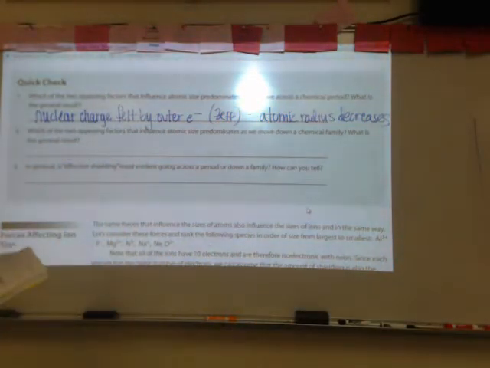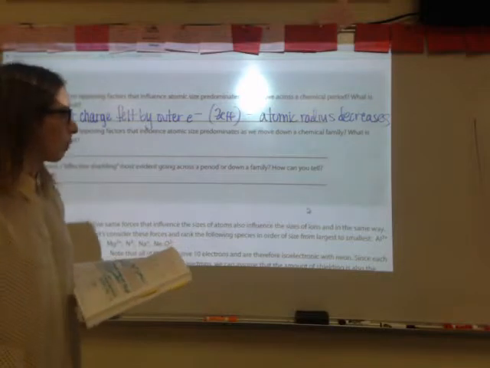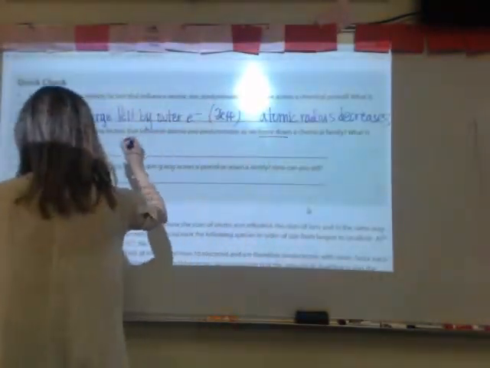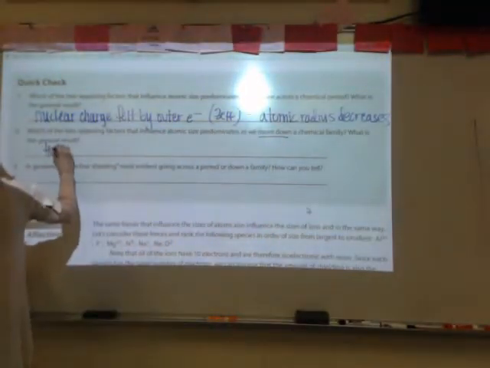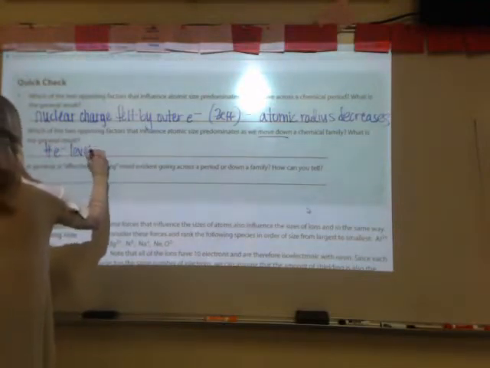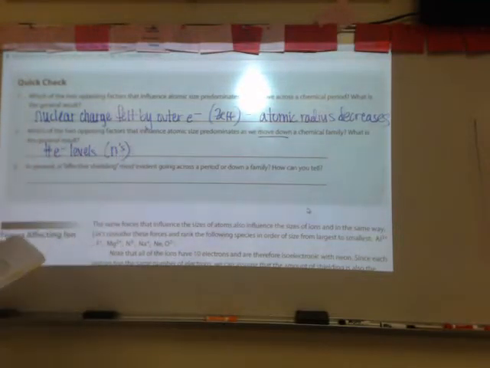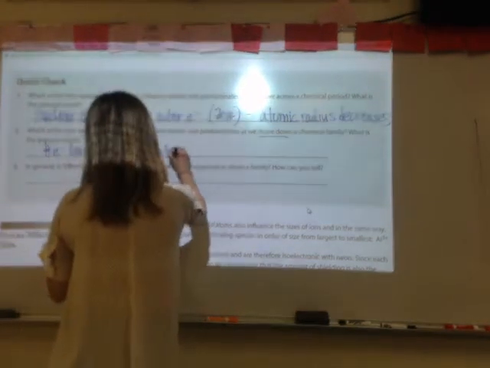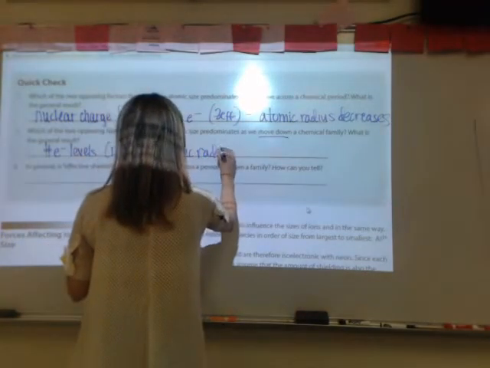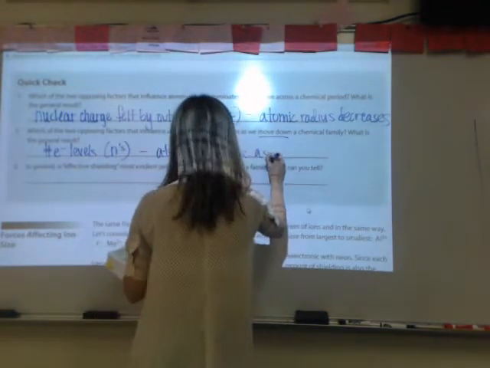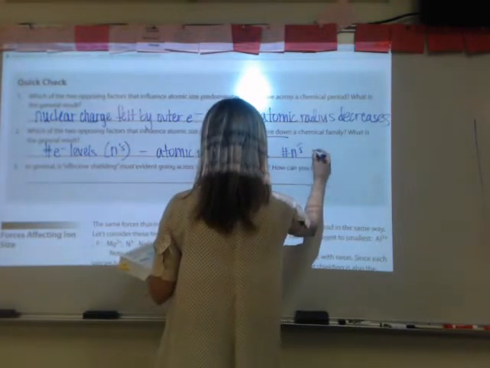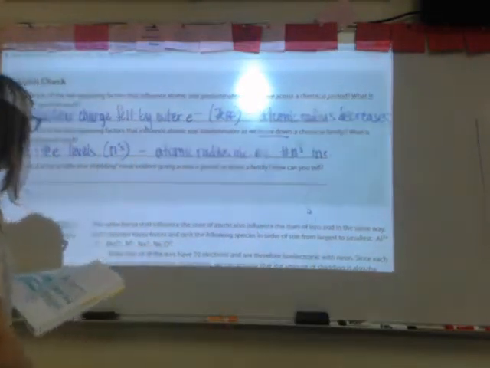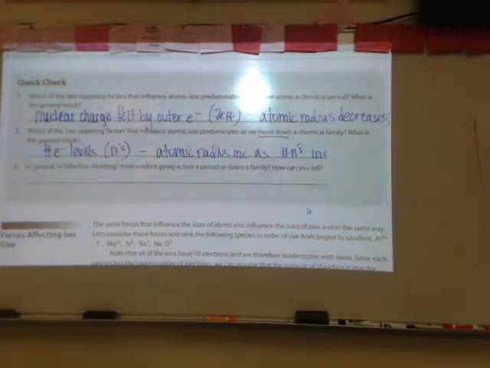Number two, which of the two opposing factors that influence atomic size predominates as we move down? Well, that would be the number of electron levels, or the number of n's, right? And what happens as I go down the group is that the atomic radius increases as the number of n's increases, okay?